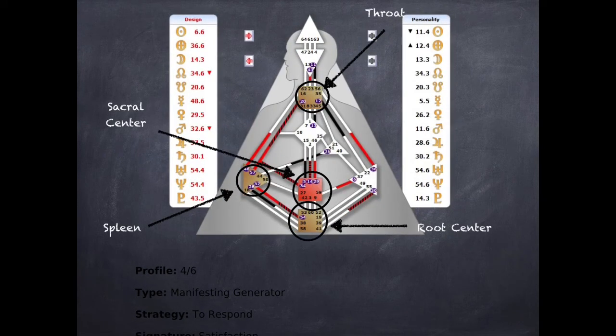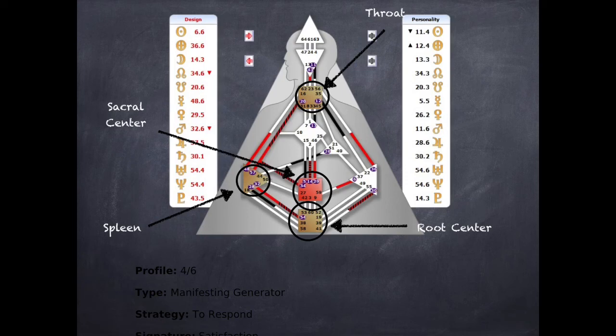Now, if we look at the defined centers, we notice that they have a defined root. We already talked about that. They also have a defined sacral, and that's always the key thing in how we tell if someone is a generator type. So we know this person is a generator type. They also have a defined spleen, which we haven't seen yet, so we'll talk about that, and also a defined throat. But the throat is not just defined, it's also motorized.